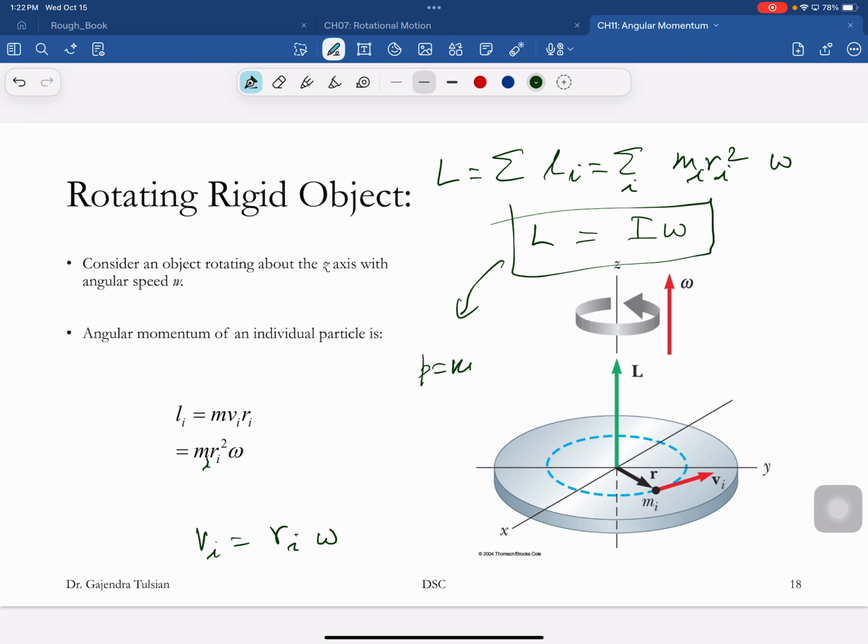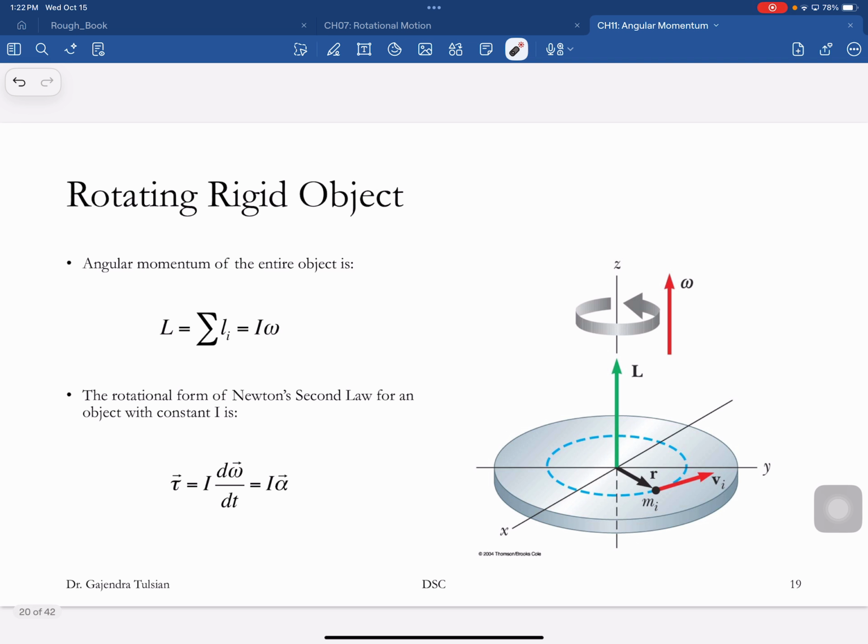Okay, so here's a parallel. Linear momentum is mass times velocity. Angular momentum is I times omega. This is true when the moment of inertia is not changing and it's for a rigid object. So the angular momentum is I times omega.